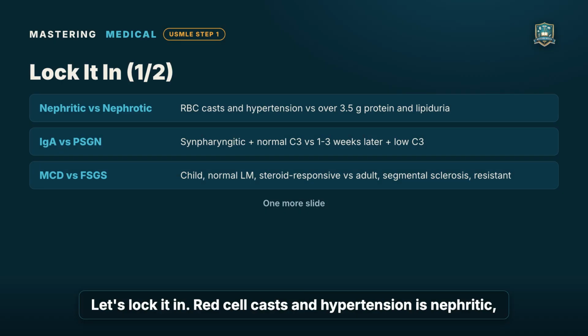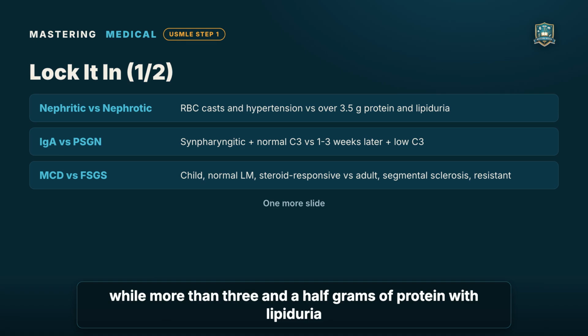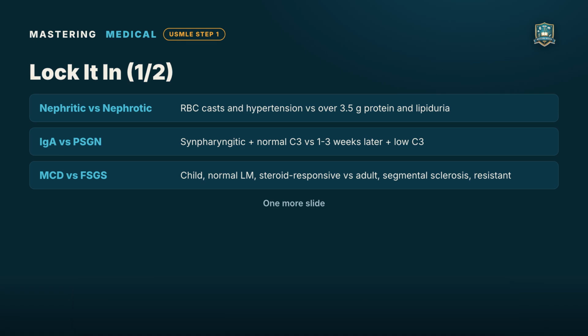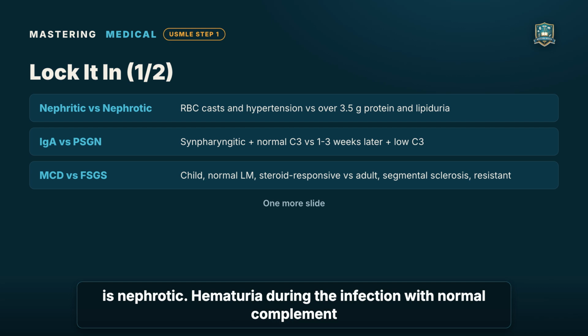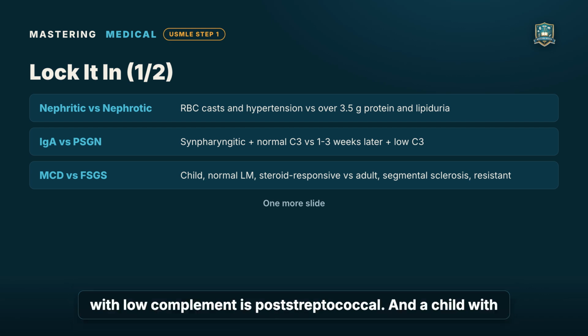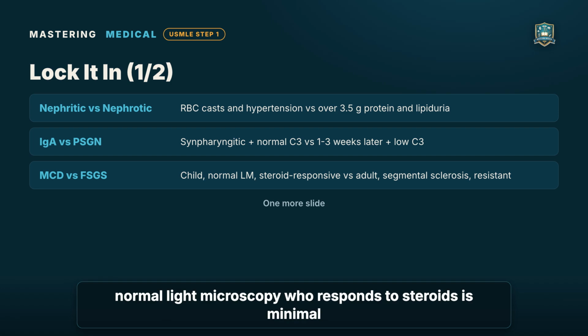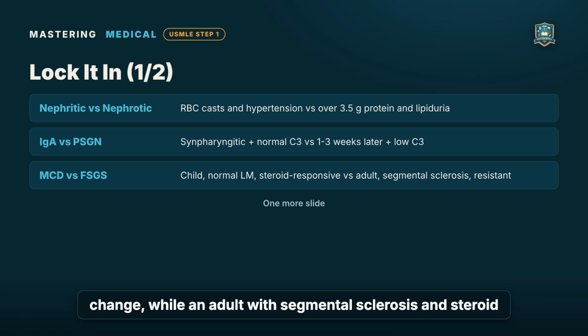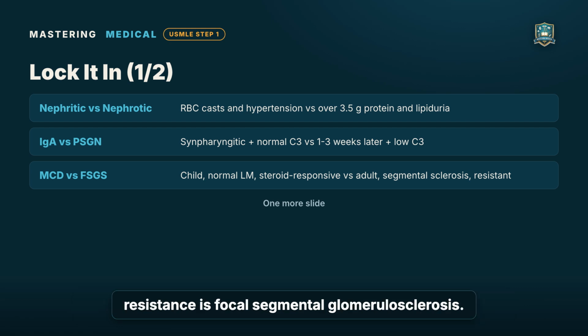Let's lock it in. Red cell casts and hypertension is nephritic, while more than 3.5 grams of protein with lipiduria is nephrotic. Hematuria during the infection with normal complement is immunoglobulin A nephropathy, while hematuria 1 to 3 weeks later with low complement is poststreptococcal. And a child with normal light microscopy who responds to steroids is minimal change, while an adult with segmental sclerosis and steroid resistance is focal segmental glomerulosclerosis.